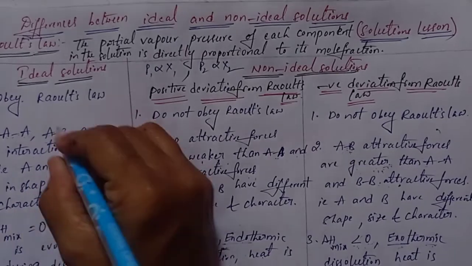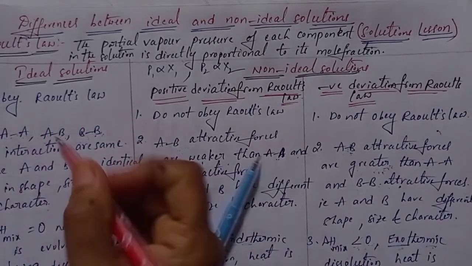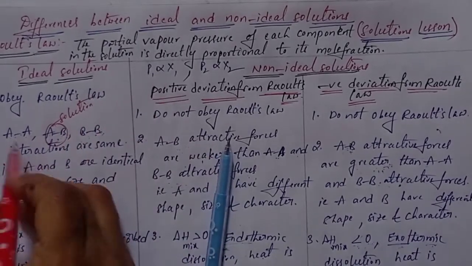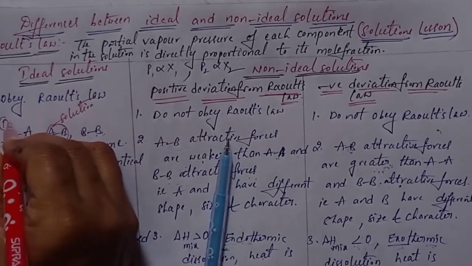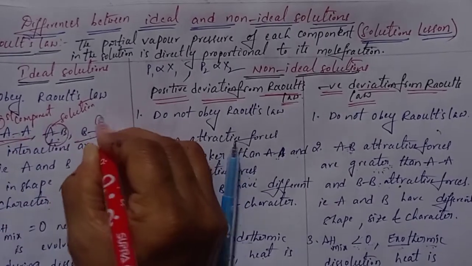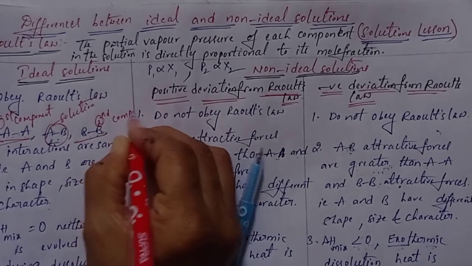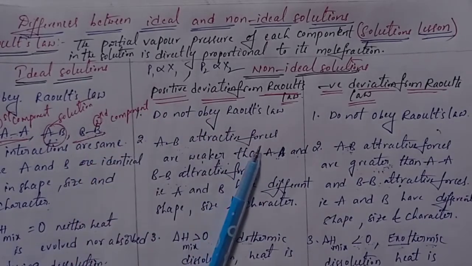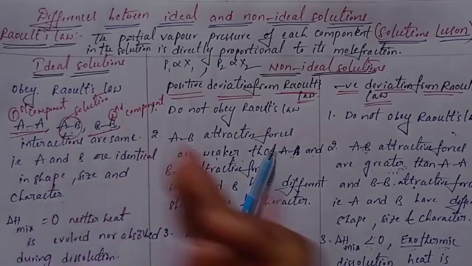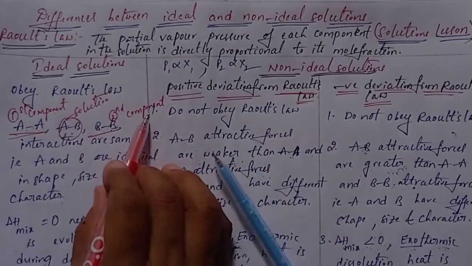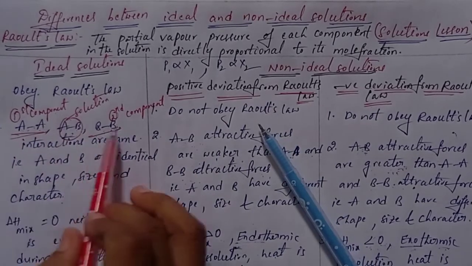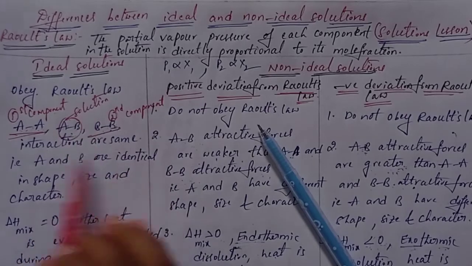This is the solution, students. Are you following? Now that means two components are mixed. This is the first component, and this one is the second component. Both are volatile liquids you are taking, students. This is the first component, this is the second component, this is the solution. So that means between the same components and between the different components, attractive forces are the same.